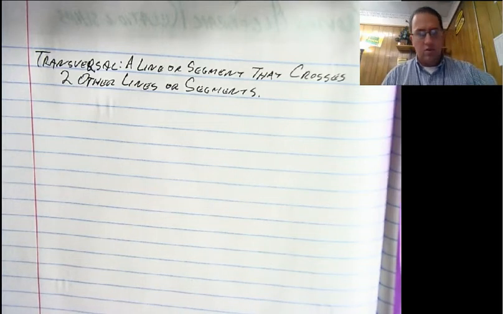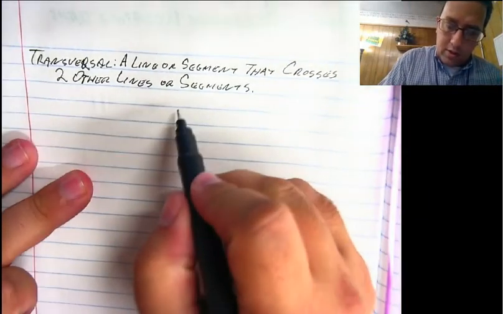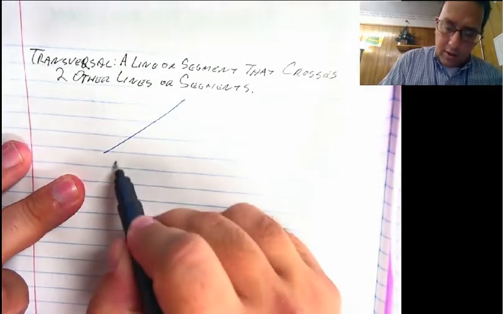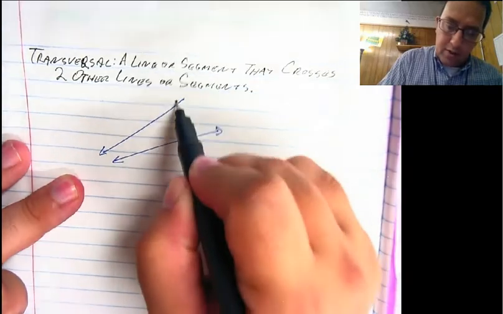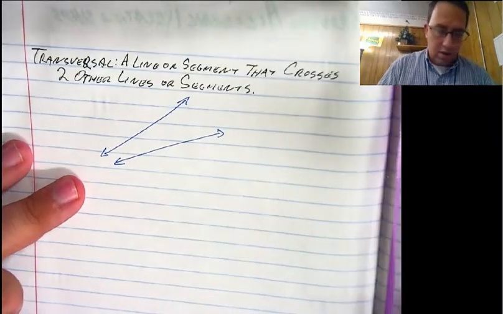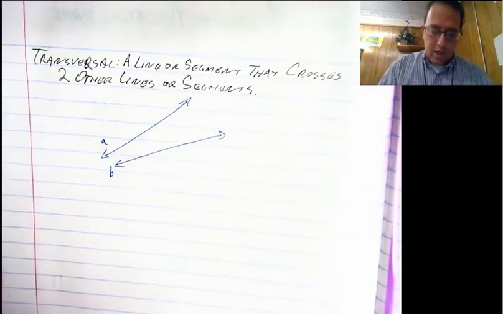have a transversal. So let's draw a picture. Things always make more sense if you have pictures, right? Everything's better when it's illustrated. So let's just draw two lines. There we go. Two lines. They could just as easily be segments. You could have one of them a line, one of them a segment. Doesn't matter. Let's just call this one line A, and we'll call this one line B.